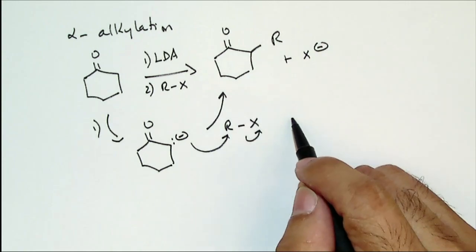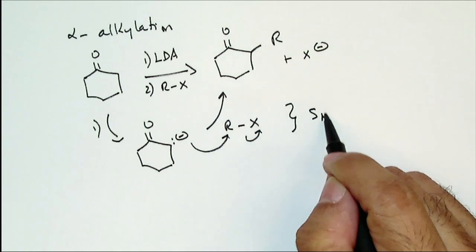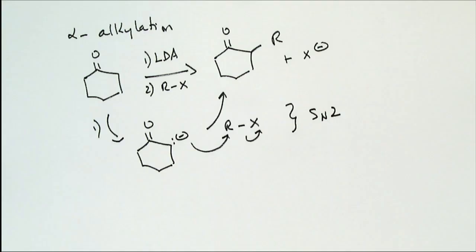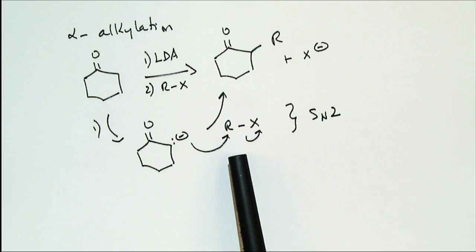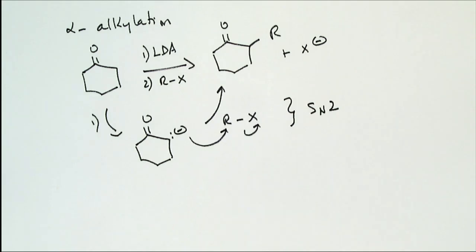Now, one thing to keep in mind is that this is an SN2 reaction. So all of the restrictions that normally apply to SN2 will apply here. Namely, this reaction won't happen if the alkyl halide is tertiary. It will happen if it's secondary, but not as well as if this is primary or methyl, right? That is stuff that you already know from your Orgo 1.